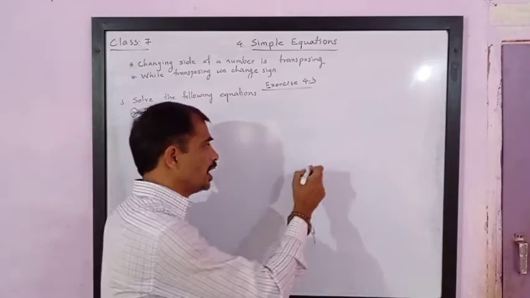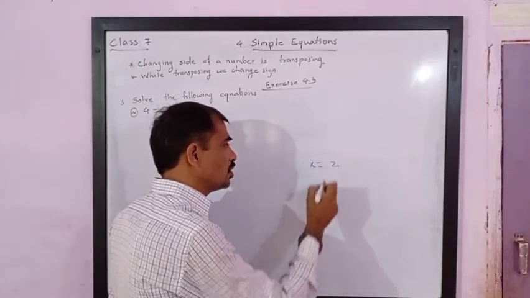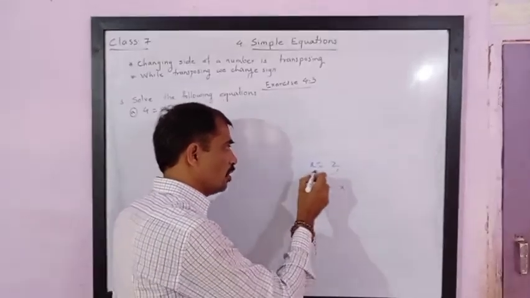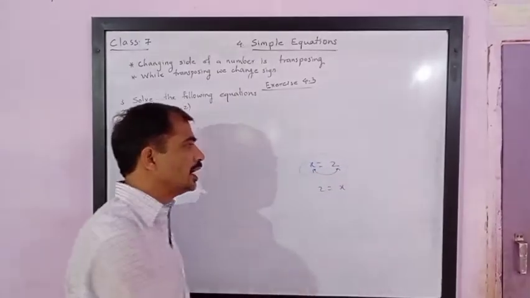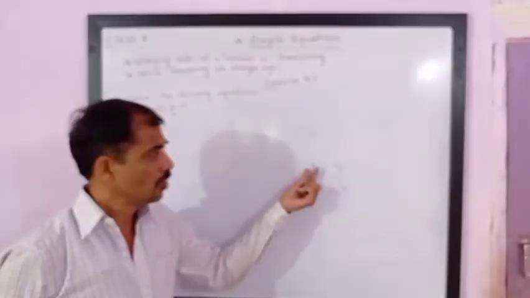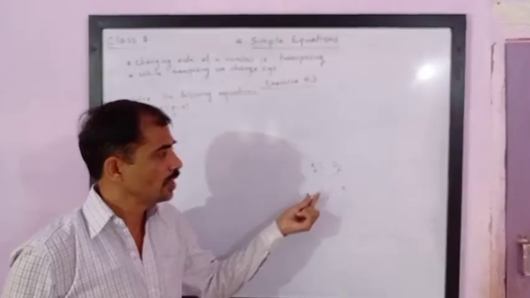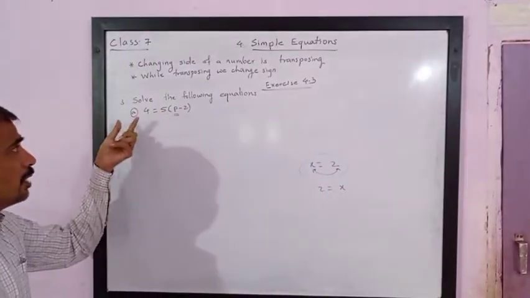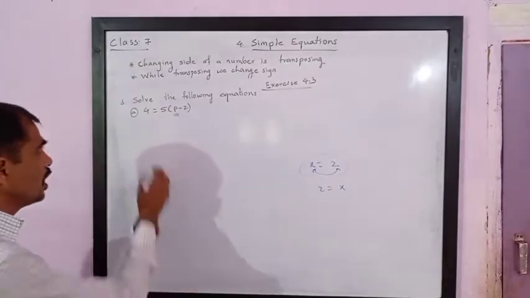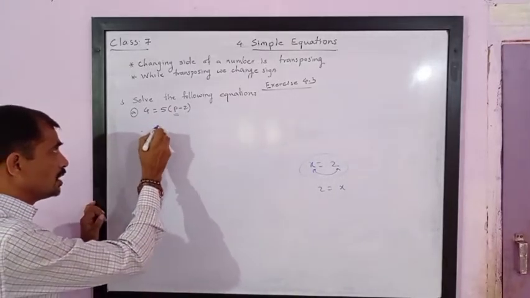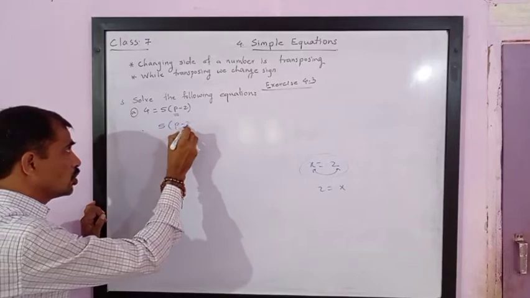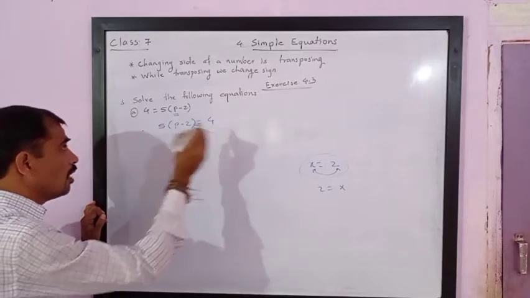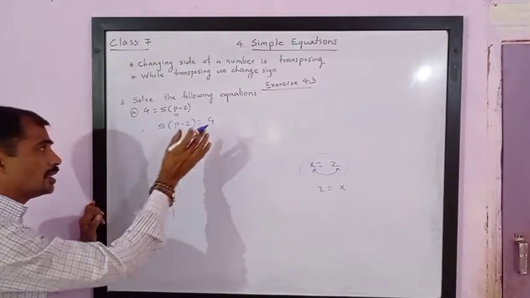Please try to understand. If x is equal to 2, it means 2 is equal to x. So even if you change the sides, equality remains equality. So if this is equal to this, it means 5 in bracket p minus 2 is equal to 4. Therefore, we can write this equation as 5 in bracket p minus 2 is equal to 4. Now, we can solve it as earlier.